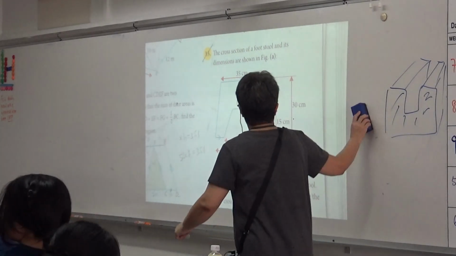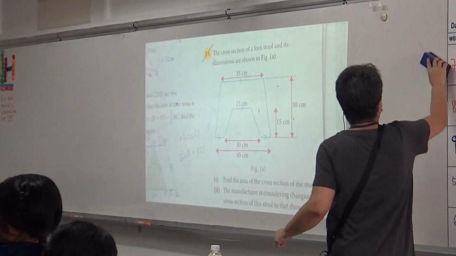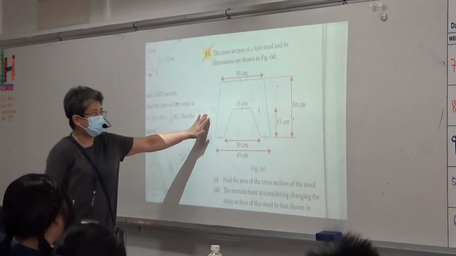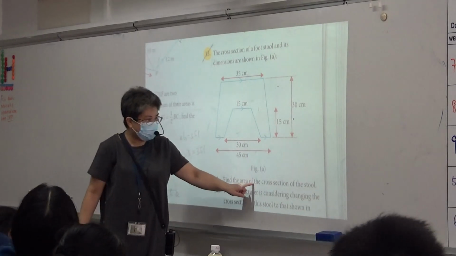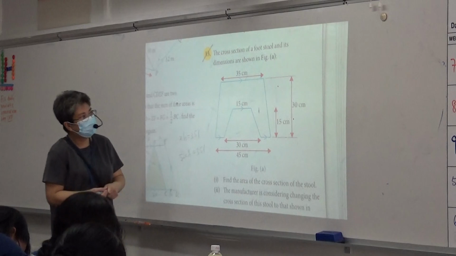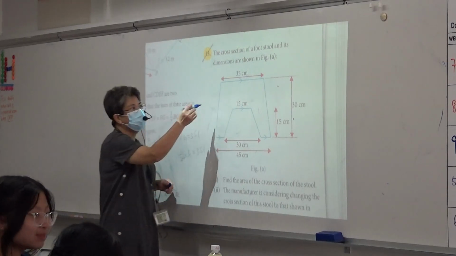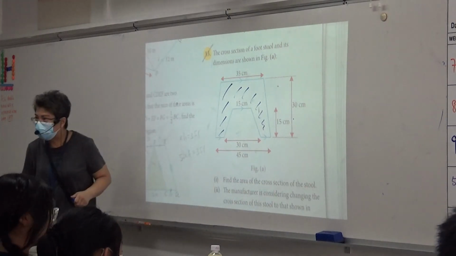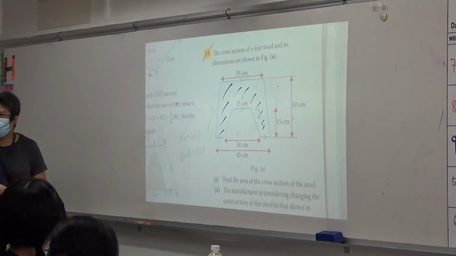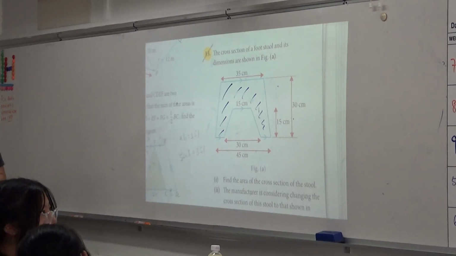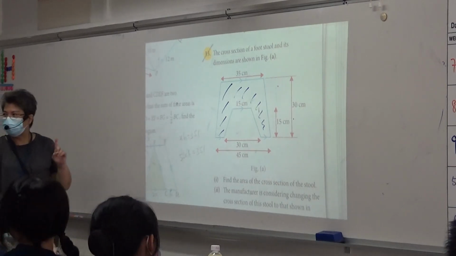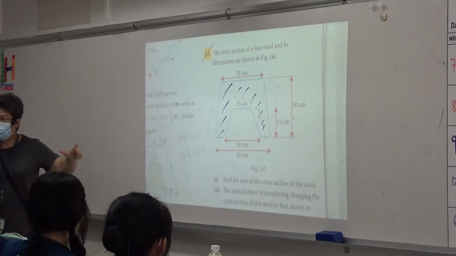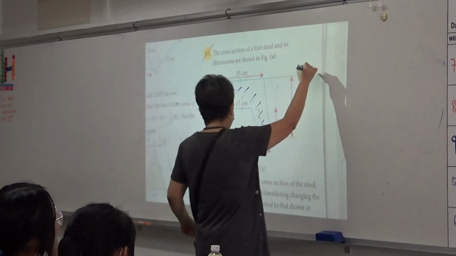The cross section of a footstool and its dimensions are shown in figure A. So this is the dimension. Find the area of the cross section of the stool. Now I think you know this is the cross section of the stool. Understand? Now can you tell me how many trapeziums it is made up of? 2, right? How do I find the area of the shaded region? Big trapezium minus small trapezium. Am I right? Okay, so all of you put down number 1.